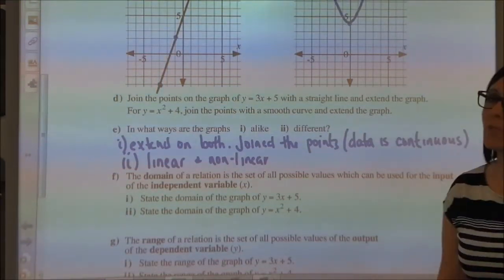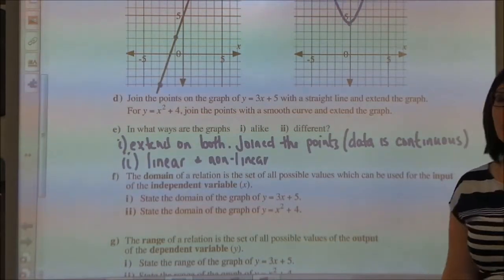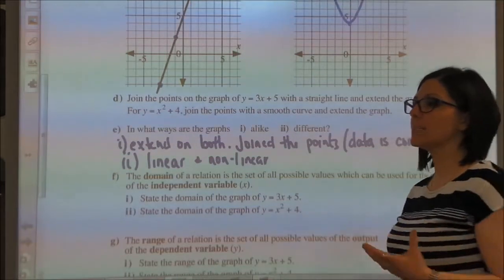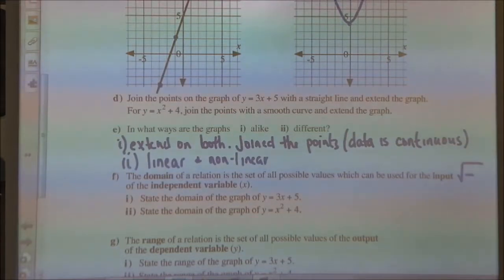One of the terms that was used last year when we were studying linear relations was domain and range. Domain is the possible values that you can input, the possible input values to my equation. So when you're looking at these, think of what you can't have. You cannot square root a negative number. So if you had something that had to do with a square root, that's where you would look for a possible restriction on the domain.